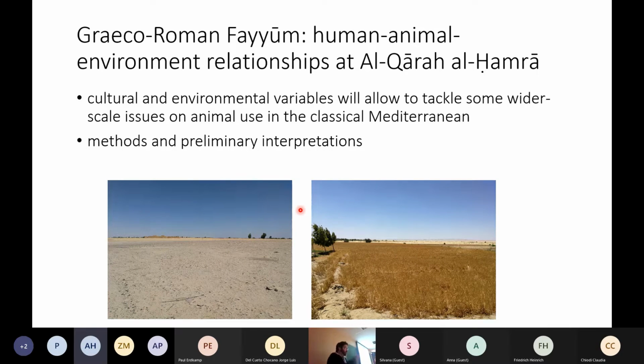So after this brief introduction to what we do, the main analyses that we can go through during the process of studying an animal assemblage, let's move to the case study and region, which is that of Qara al-Hamra. Here you have a view of the site. What we will do is look at and try to understand the cultural and environmental variables which may have influenced the faunal assemblage at the site, and this will allow us to tackle some of the issues on animal use in the classical Mediterranean. We will look at different methods and propose preliminary interpretations.